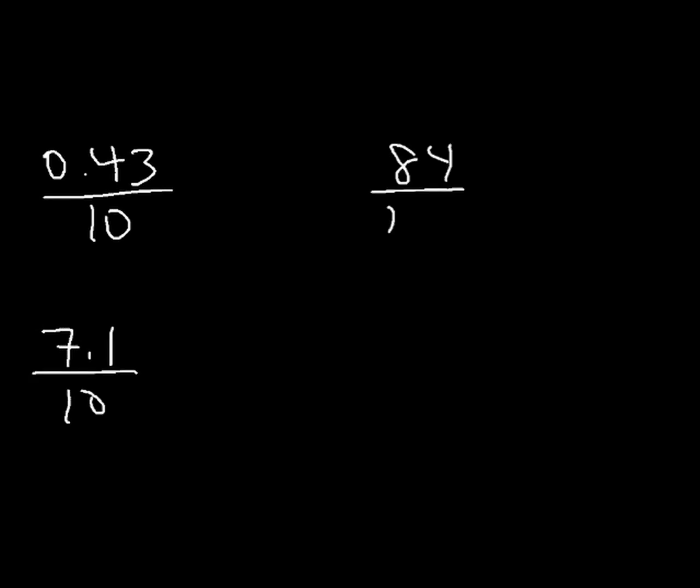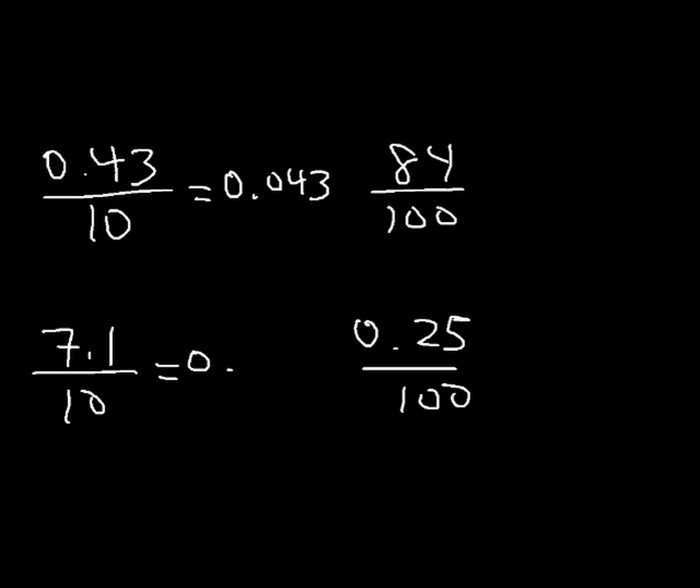So try these. 0.43 divided by 10, 7.1 divided by 10, 84 divided by 100, and 0.25 divided by 100. So if you divide by 10, move the decimal point 1 unit to the left. So this is going to be 0.043. This is 0.071. Actually, no, that's too far. That's 0.71. This is going to be 0.84. And for this one, I'm going to move it 2 units to the left. So it's going to be 0.0025.